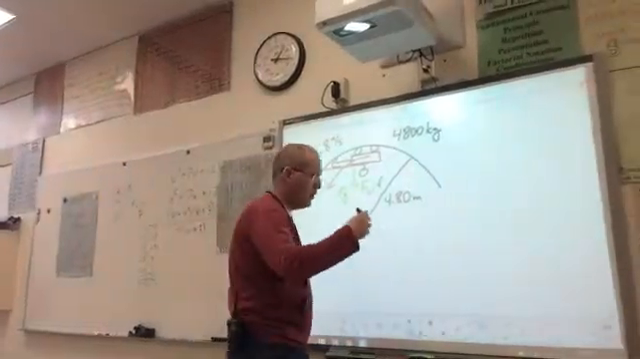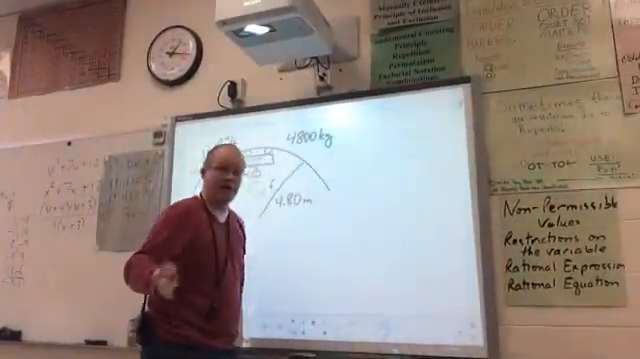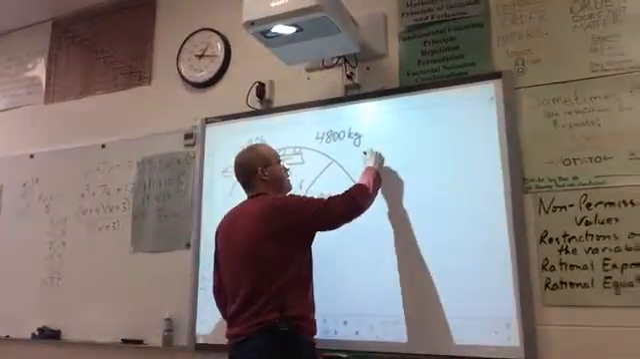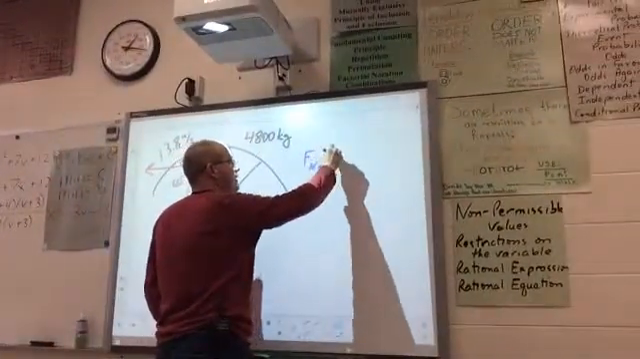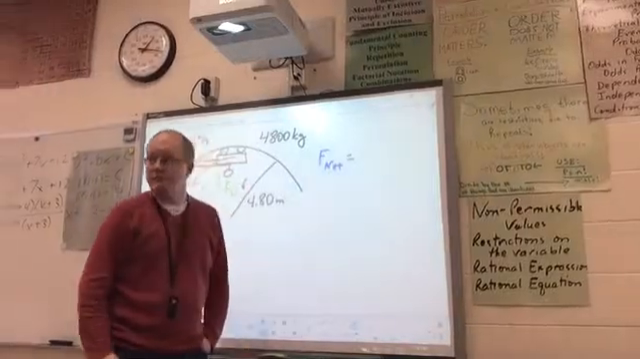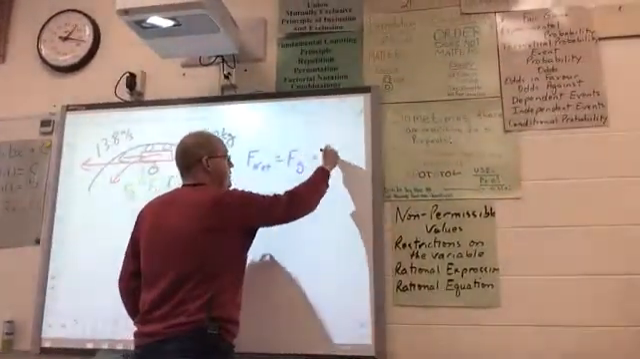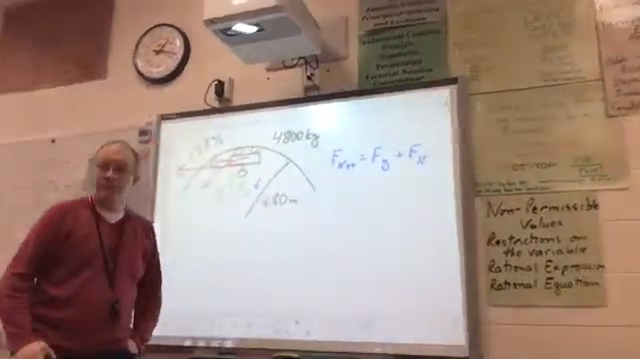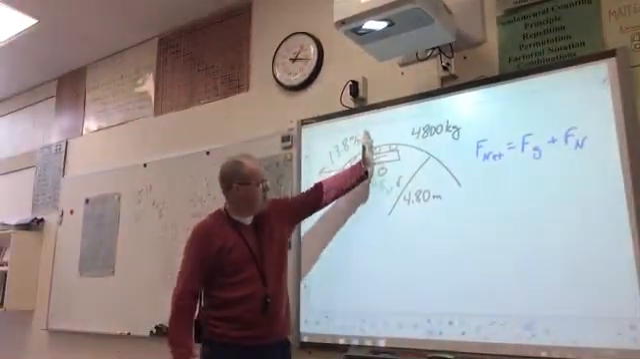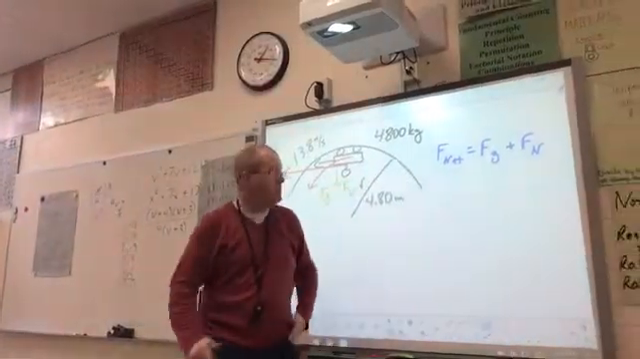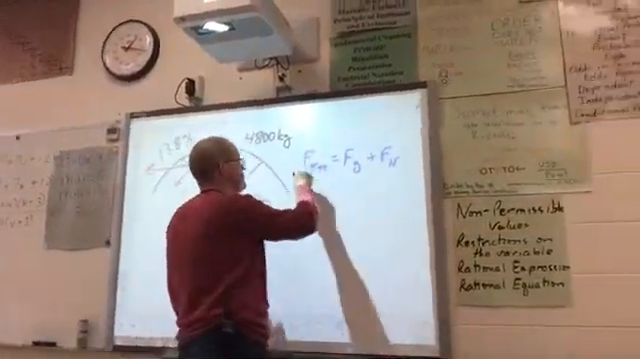Now, once again, like every other question we've done for the last month, F net is the sum of the forces. Now in this instance, it's force of gravity plus force normal. Since this force is acting to the center, we don't have to call this net force. We can also call it force centripetal.